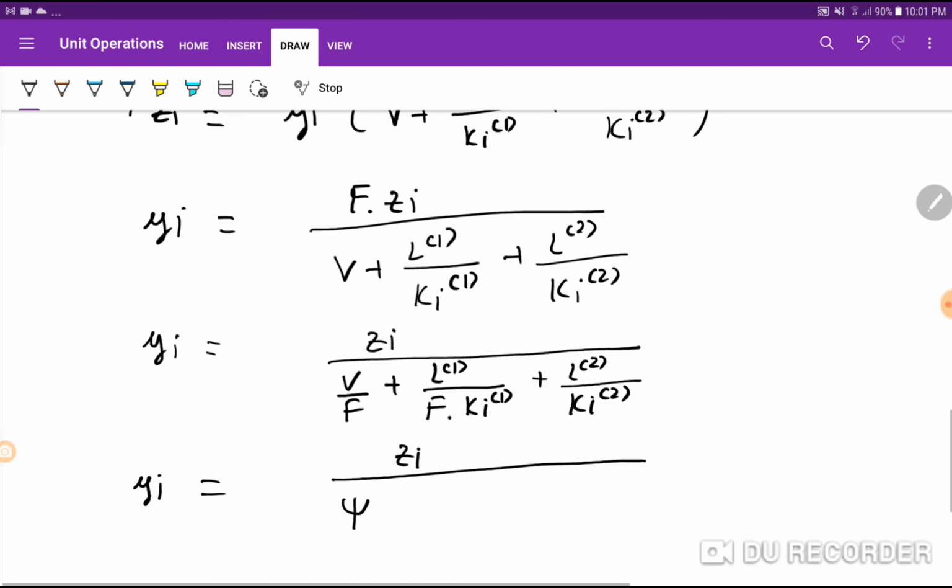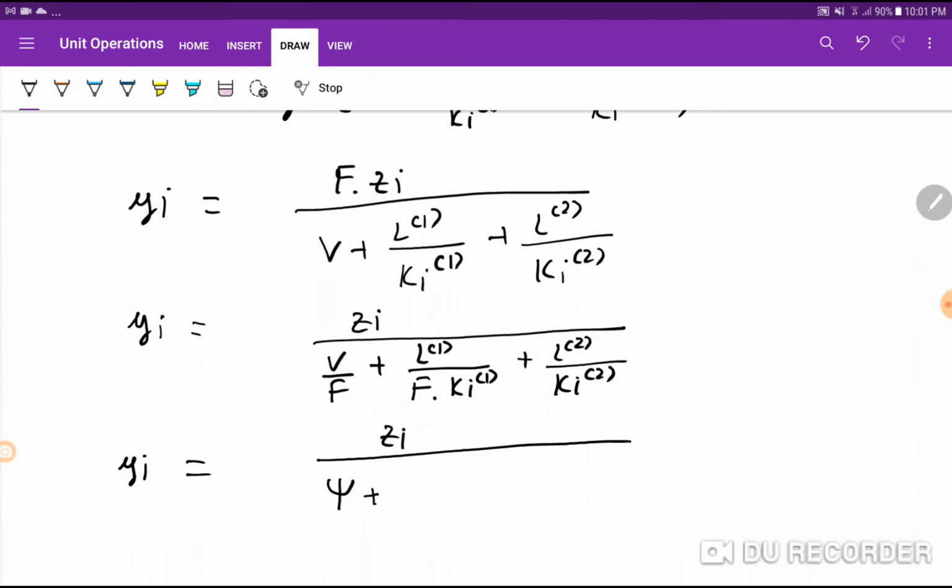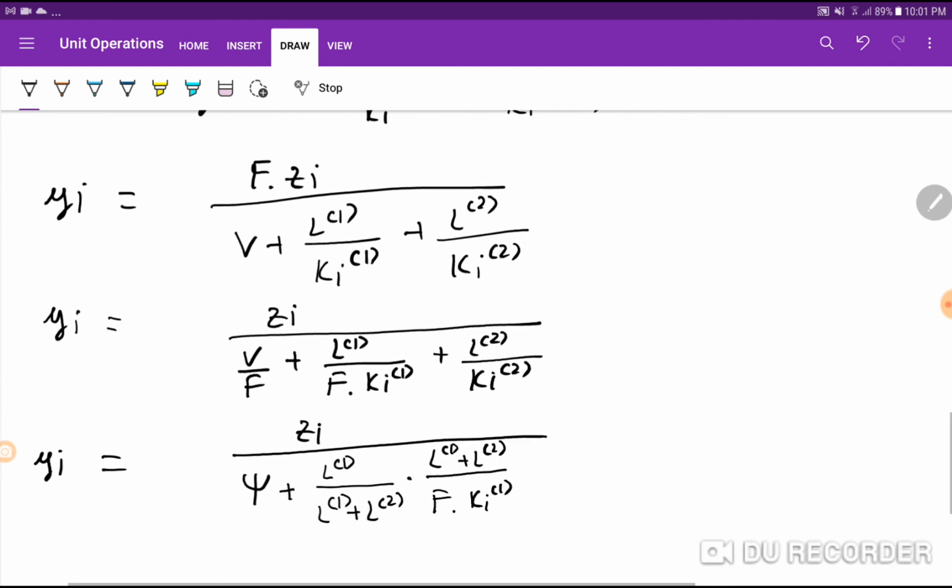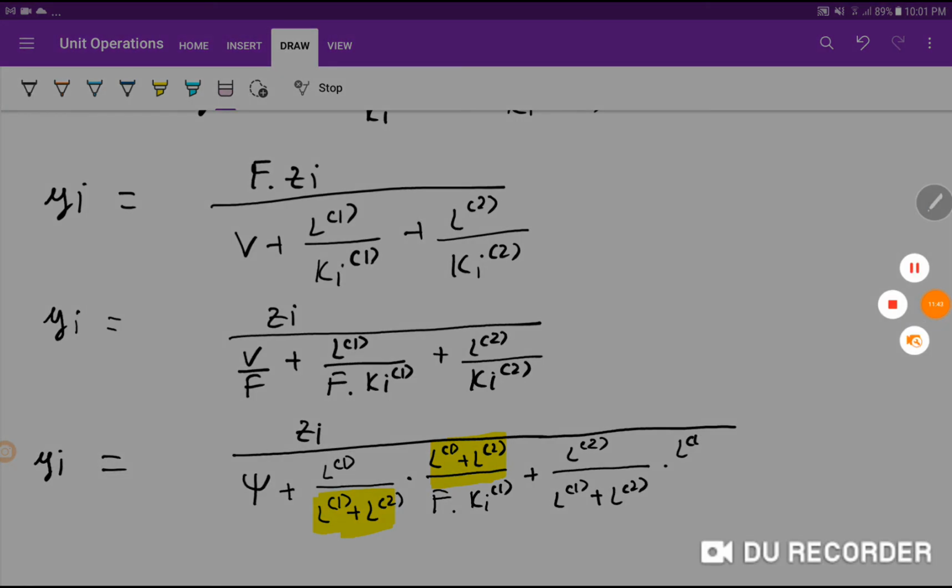This is psi. Now I'm gonna do a little bit of manipulation here. I'm gonna times both sides. I'm gonna add this new thing, F times Ki1. You with me? I'm gonna show you why. You're gonna see the magic later. I'm gonna times them and add them to our equation.